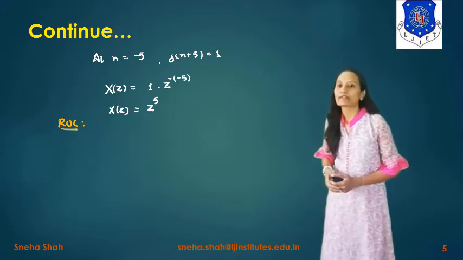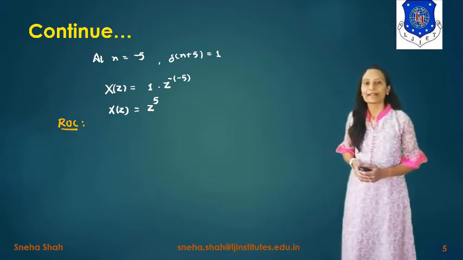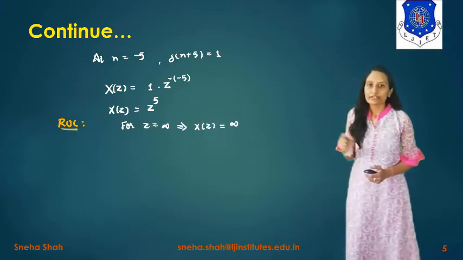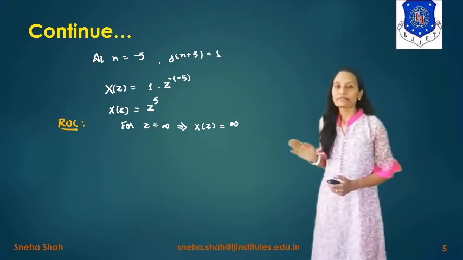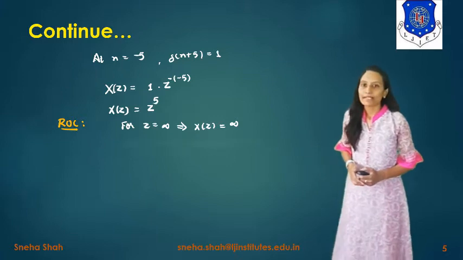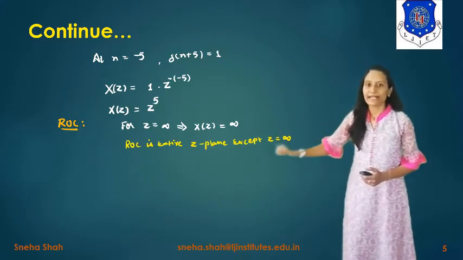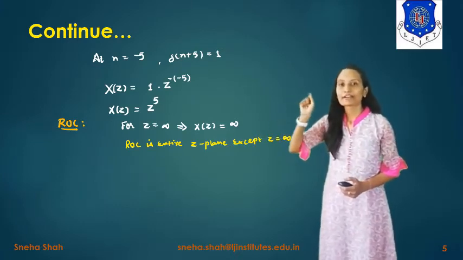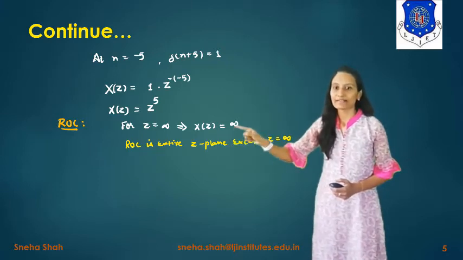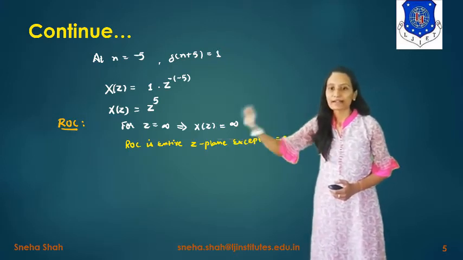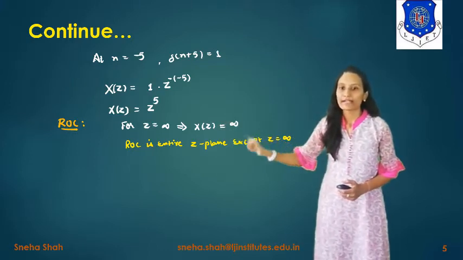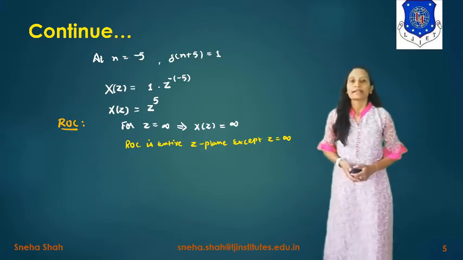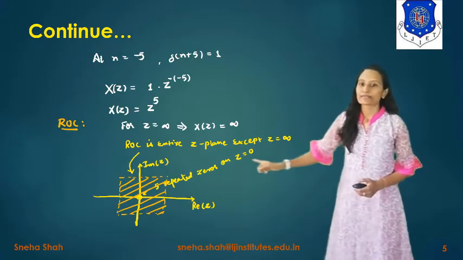Now if we're finding the ROC for this, you can see that if we put the value of z equals infinite, then the value of x of z equals infinite. So we'll not include this part; except this part, all the terms will be considered as its ROC. So what will be the ROC? ROC is the entire z plane except z equals infinite, because on z equals infinite, the value of x of z equals infinite, right? So we'll remove this part only. Now if we draw the ROC, you can see that this one is the ROC.